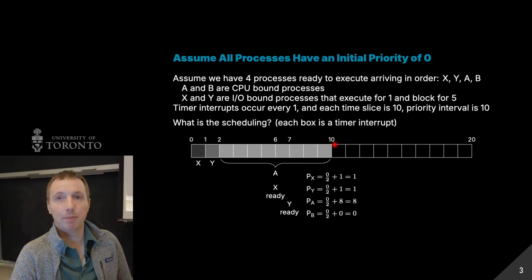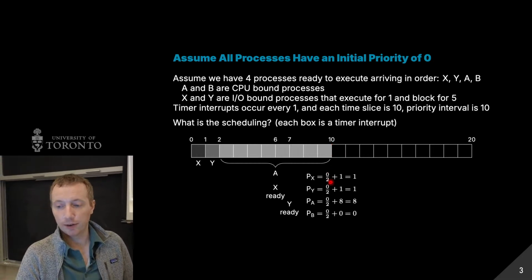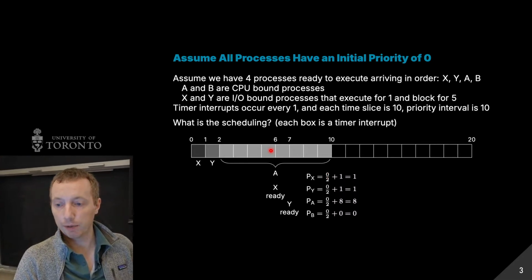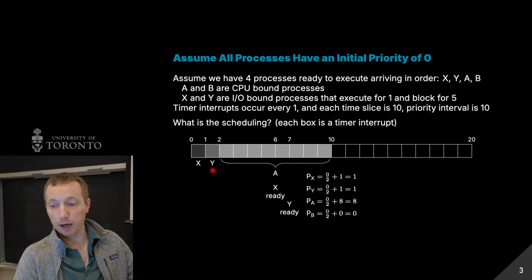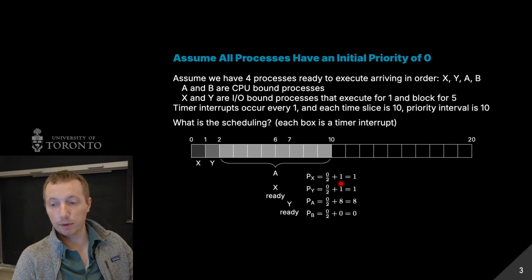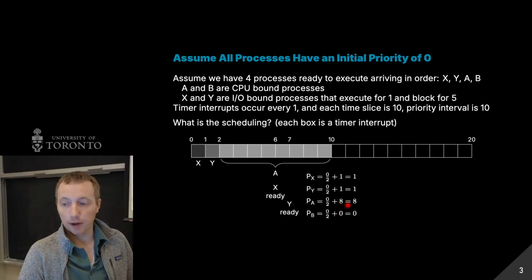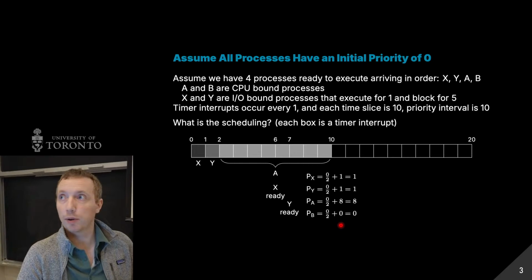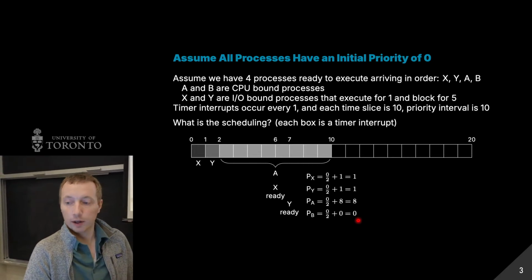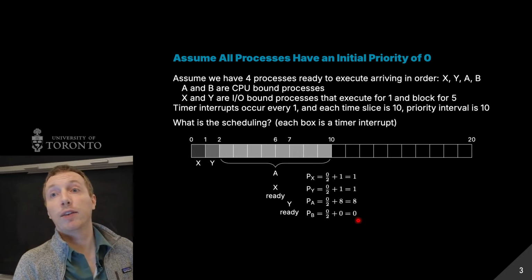So at time 10, we have to recalculate all the priorities. Since they all started with 0, it's just 0 divided by 2, so it's just 0. And then we add how long they ran for. So process X ran for 1 time unit, process Y ran for 1 time unit, so there's that number, and then process A ran for 8 time units. So its new priority is 8, and then the priority of process B, it ran for 0, so its new priority is 0. So now at time 10, what process has the highest priority?